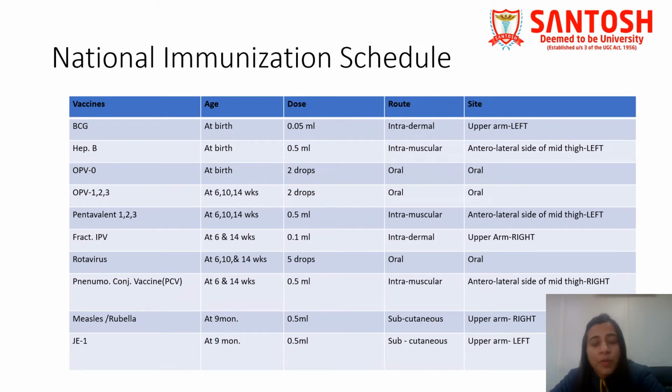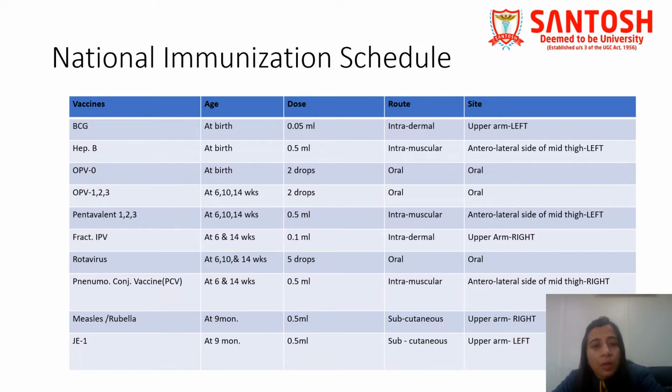So I'm sure you're well aware of the National Immunization Schedule. At birth, BCG, hepatitis B and OPV vaccines are given. BCG is given 0.05 ml intradermally in the left upper arm. Hepatitis B is given 0.5 ml intramuscularly in the left anterolateral side of mid-thigh, while OPV is given 2 drops orally.